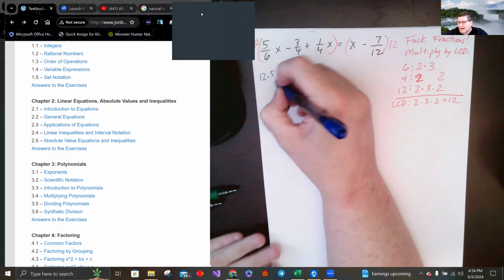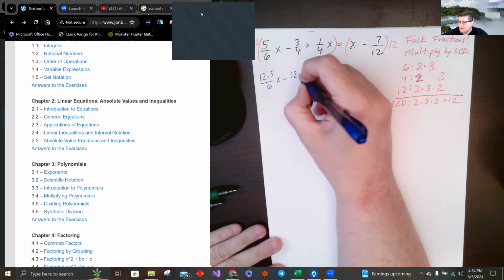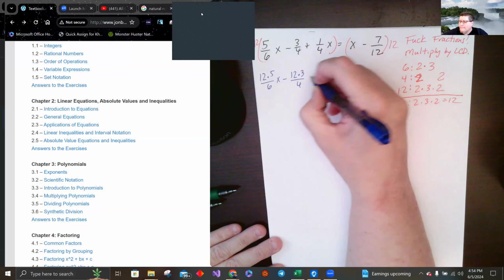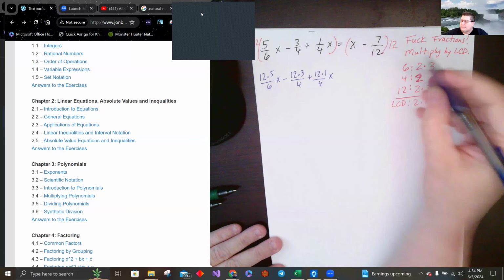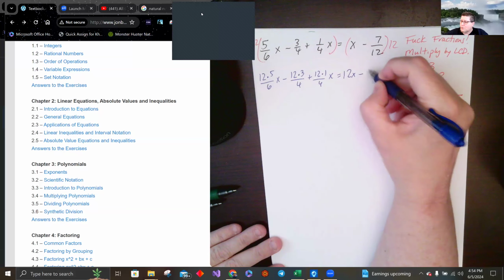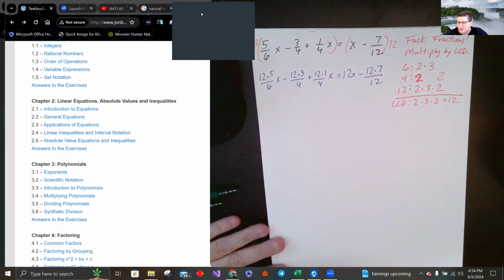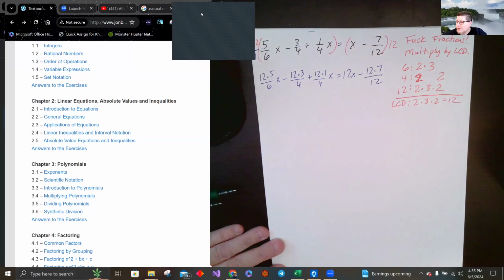12 times 5 over 6x minus 12 times 3 over 4 plus 12 times 1 over 4x equals 12 times x minus 12 times 7 over 12. Where I just distributed 12 to the numerators because that's how fractions work. And I will clean up from here.